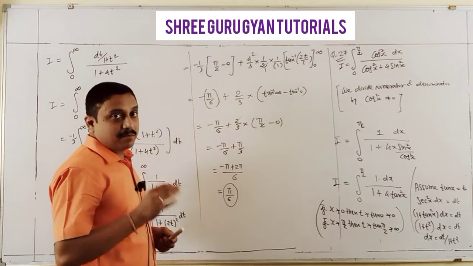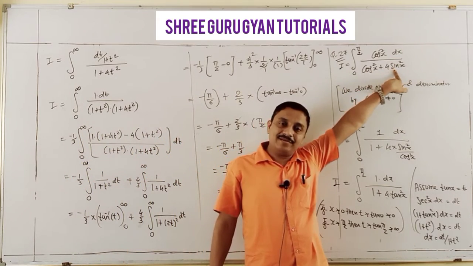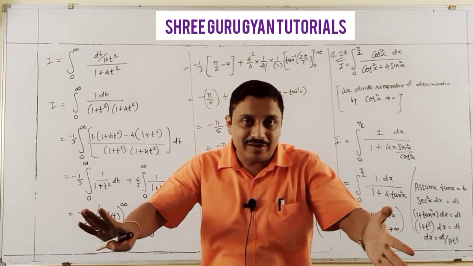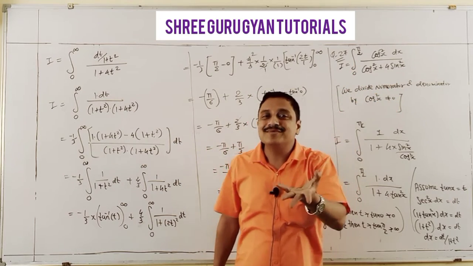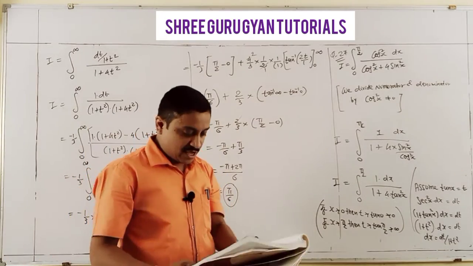But the main important point, I again repeat: if sine square and cos square are in the denominator, with power 4 given, then directly divide by 4. But if square is given, then you divide by the square term, and easily you get your answer. Continue.